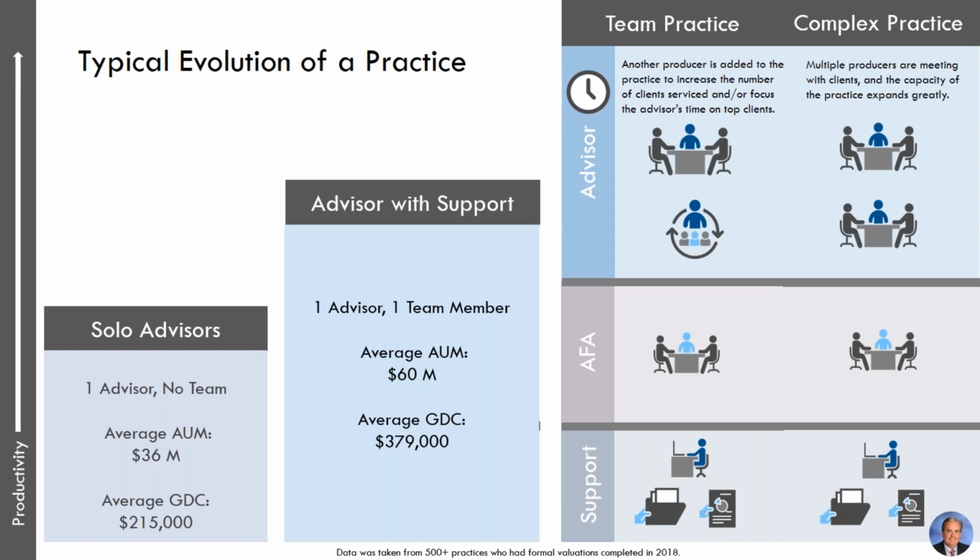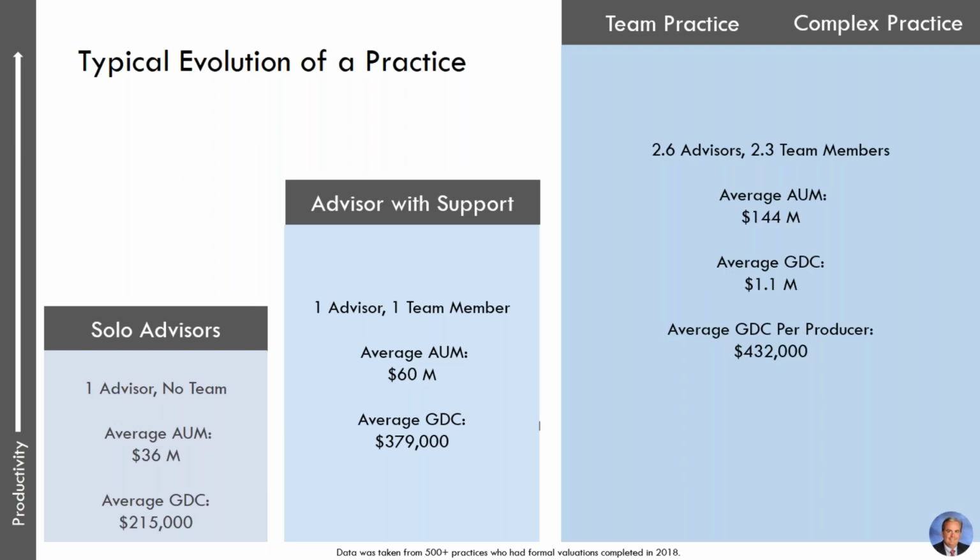The advisor with the support staff, you can see they're defined as one advisor and one team member, and the average assets under management here are 60 million, almost double the 36 million. And then the average gross dealer concession or revenue is almost 380,000. Almost doubling the 215,000 from a sole practitioner.